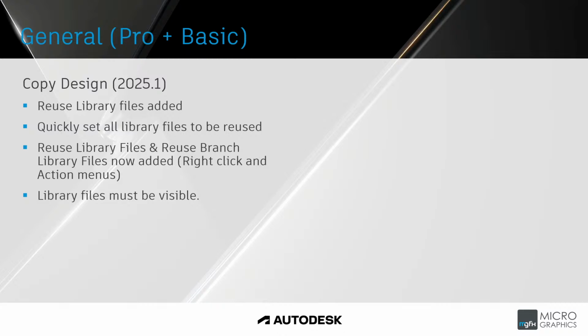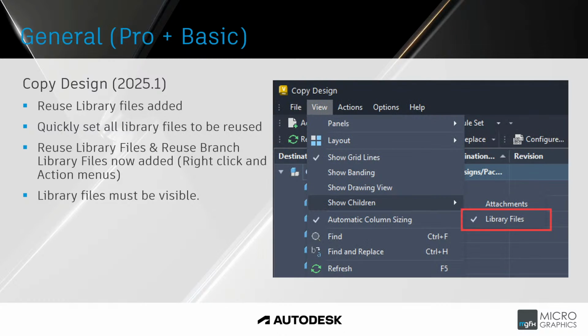Then with the 0.1 update, the reuse library files option was added. I actually showed that as one of the distributed options. So there's the ability to choose to reuse library files. And this allows you to quickly set all library files to be reused. These are available in the right-click menu when you select a branch or a library file itself. However, the library files option needs to be set to show.